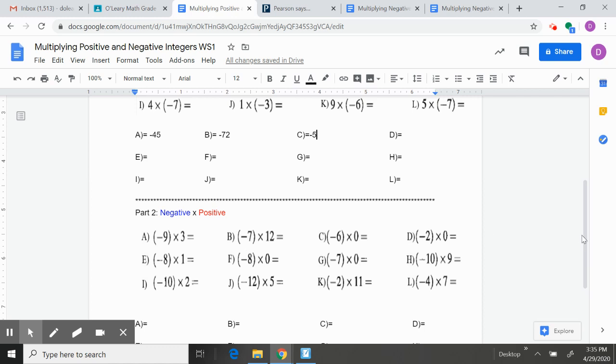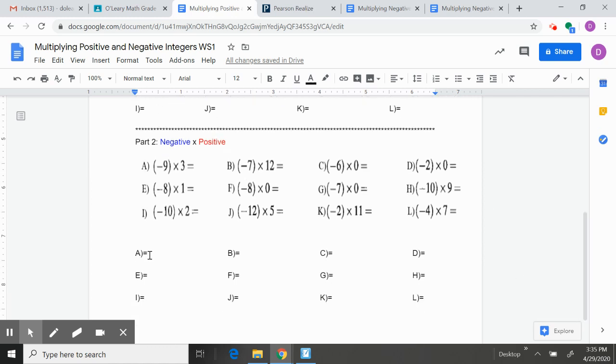Scrolling down to the bottom of the worksheet. Negative times positives. Same thing, where you put your answers down here. Negative 9 times 3, negative times positive. Okay, that's going to be a negative answer. Negative 27, because 9 times 3 is 27. And then B, negative 7 times 12. Well, I know the answer is going to be negative. 7 times 12 is 84. Okay, it's a little tricky. You might have to backspace a couple times just to get the numbers to line up.